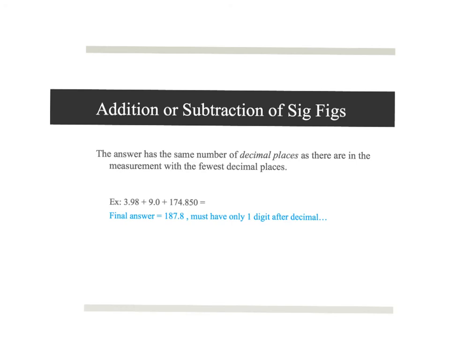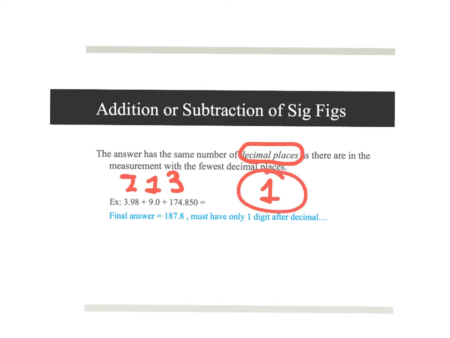And lastly, we want to talk about addition or subtraction. Similarly to multiplication and division, you're going to be looking at your number of significant figures, but your answer can only have the same number of decimal places, which is different than what we talked about before, as the value that has the fewest decimal places. So in our first number we have 2, our second we have 1, in our third we have 3. So our answer should only have one decimal place, right? Which is what we have right here.